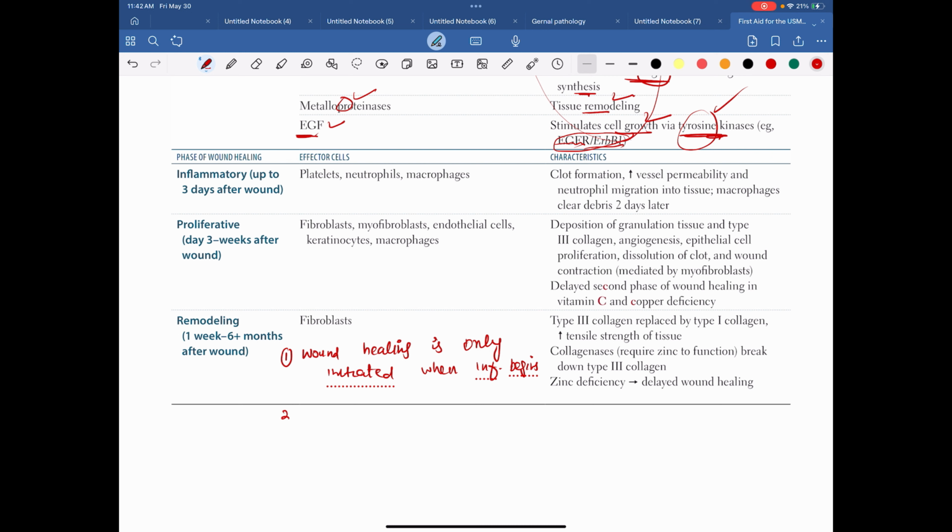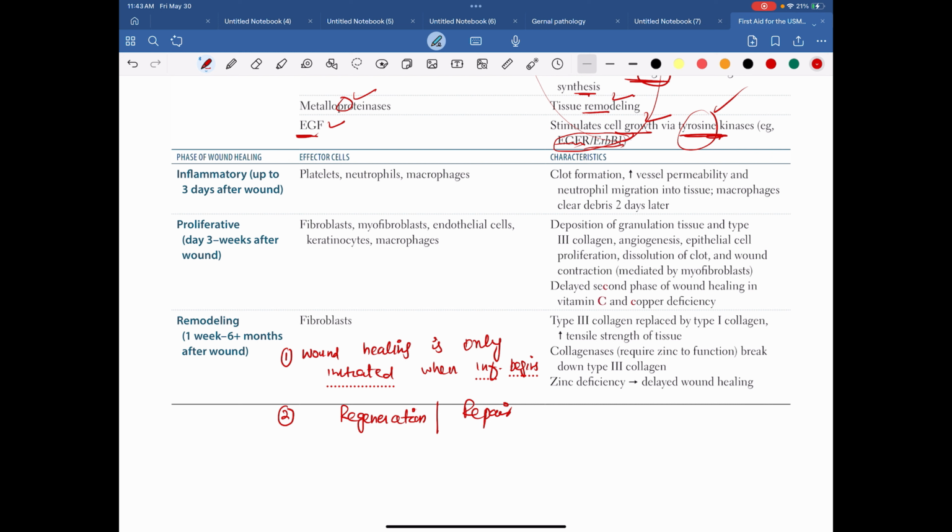Then after that, this is also a very important MCQ they can ask you in the exam: through which mechanisms will wound healing occur? Basically, wound healing is going to occur via a combination of two mechanisms. The first one is regeneration, and the second one is repair. So these are the basic principles. Before directly starting the topic, every student must know these basic principles, like healing is only initiated when inflammation begins. Then healing will occur via a combination of regeneration and repair.